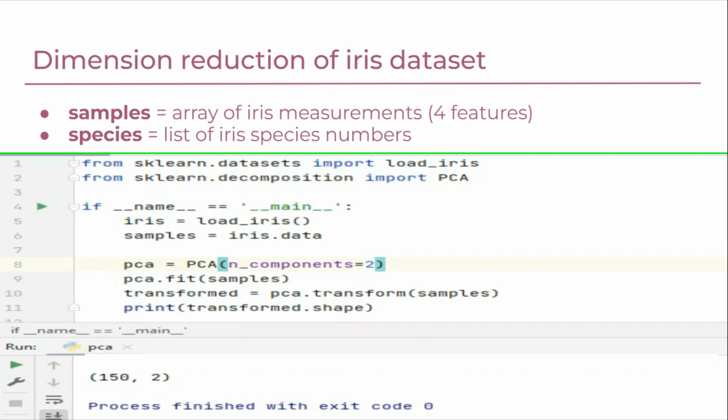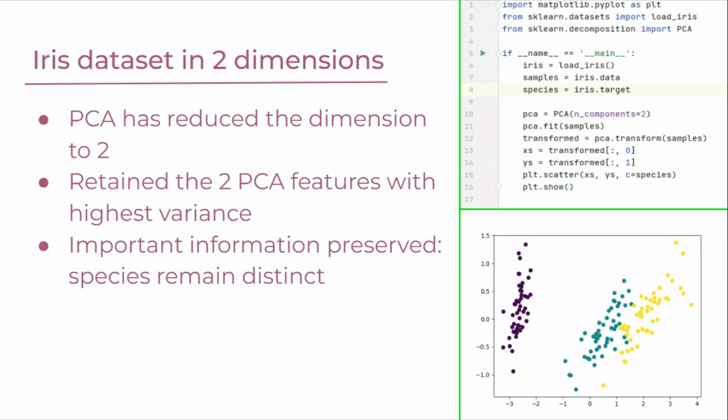Begin by importing PCA as usual. Create a PCA model specifying n_components equals 2, and then fit the model and transform the samples as usual. Printing the shape of the transformed samples, we see that there are only 2 features, as expected. Here is a scatterplot of the 2 PCA features, where the colors represent the 3 species of iris. Remarkably, despite having reduced the dimension from 4 to 2, the species can still be distinguished. Remember that PCA didn't even know that there were distinct species. PCA simply took the 2 PCA features with highest variance. As we can see, these 2 features are very informative.